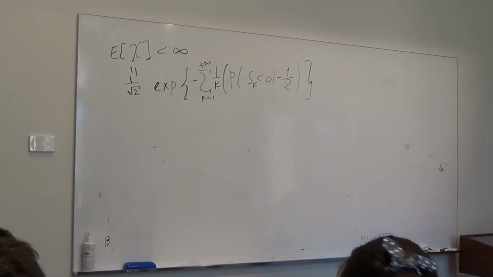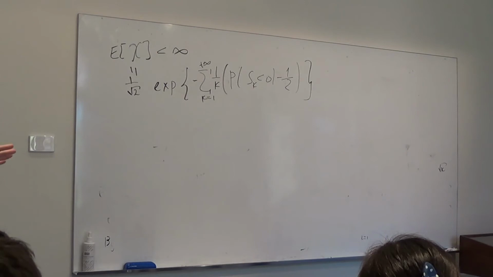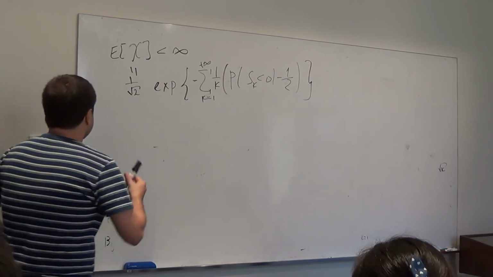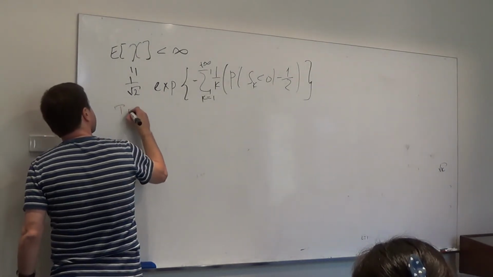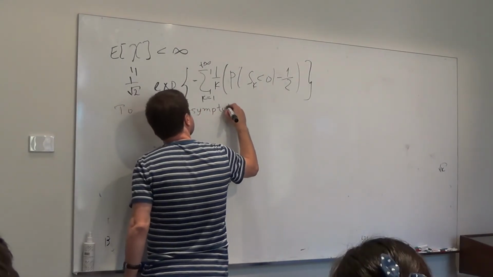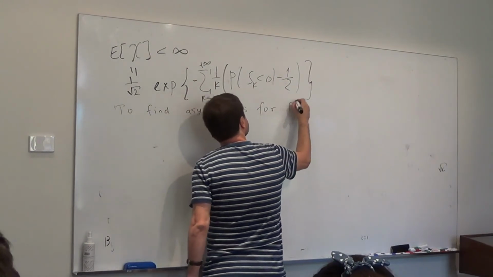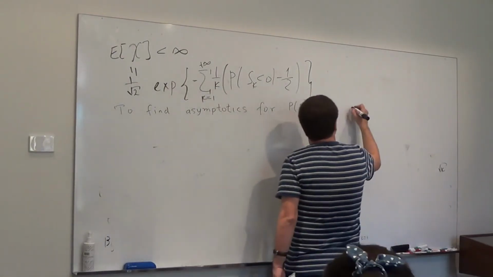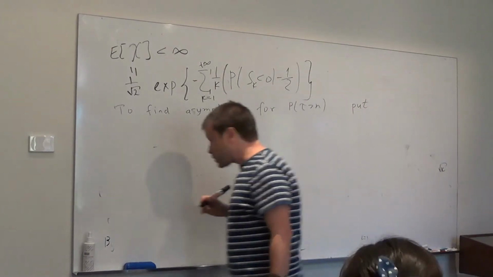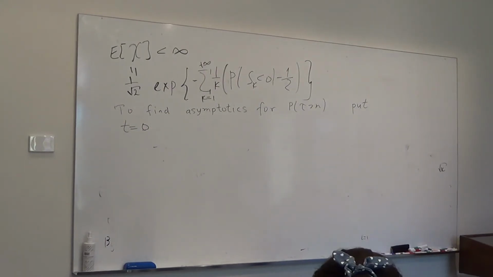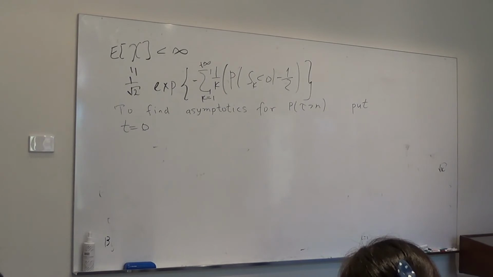Okay, so that's the hardest part, as usual. So the expectation of the overshoot is the hardest part. Now we will use this expectation actually to find asymptotics. So we are now ready to find asymptotics. Now to find asymptotics for probability tau greater than n, put t to 0. So we put t to 0 in the Baxter-Spitzer identity to obtain Spitzer identity.